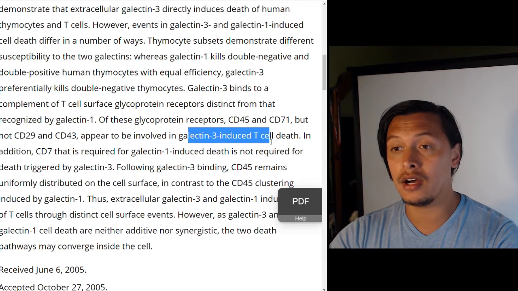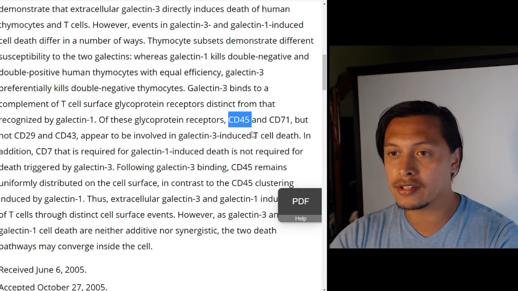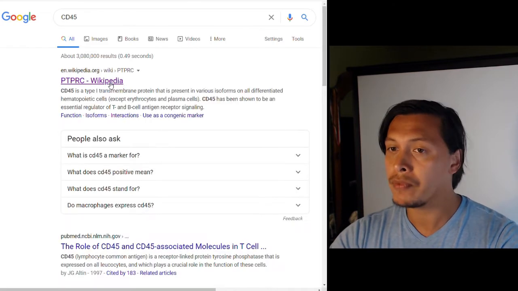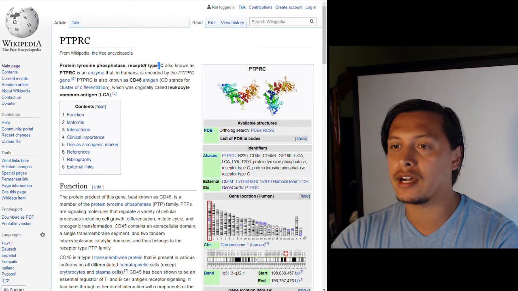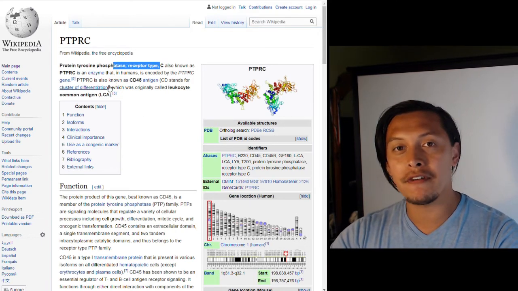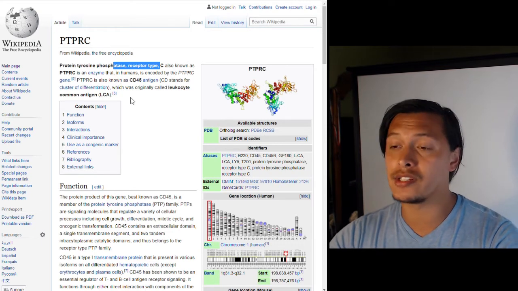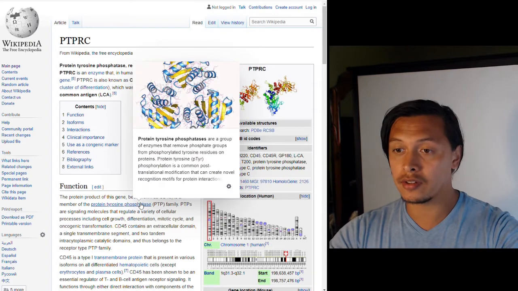Now, CD45, let's look up what that is first, and this is Ptprc. It's a protein tyrosine phosphatase receptor type C, and just know it's an enzyme that is going to take phosphate groups and add them to tyrosines of different proteins, and this is one of the ways that they can do some cellular signaling.